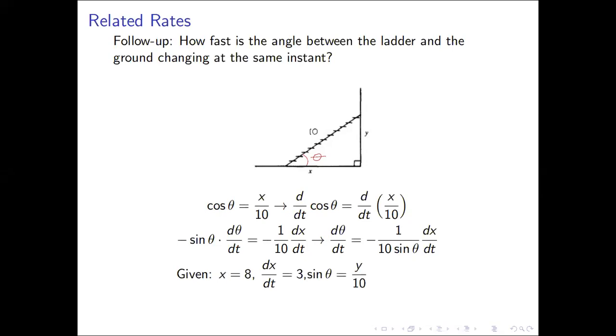Again, we already know x, we already know dx/dt from before. So it remains to find sine theta. Sine theta is opposite over hypotenuse, so y/10. And y at the instant when x is 8, we got y to be 6. So it's 6/10. For convenience, since it's just one decimal, let me just use 0.6. Now I'll plug in x, dx/dt, and sine theta in here to get d theta/dt, and simplify.